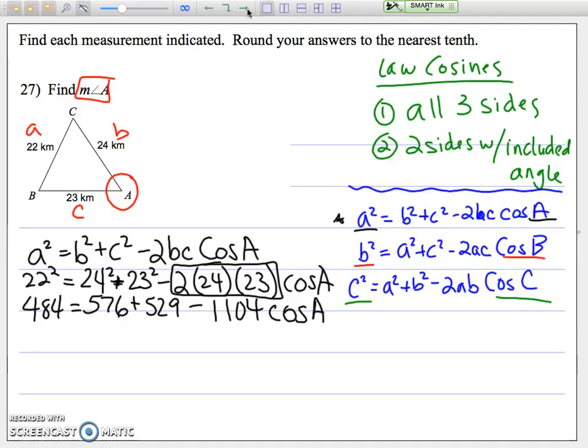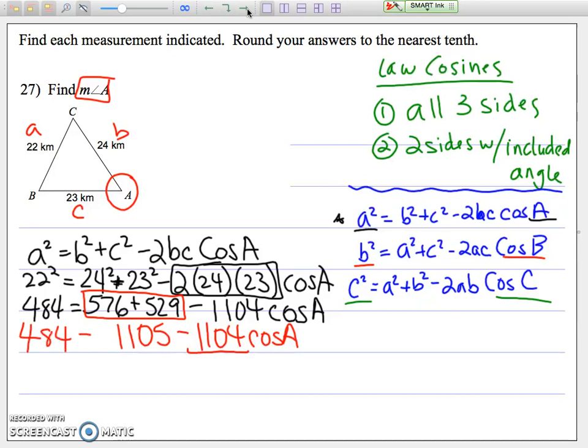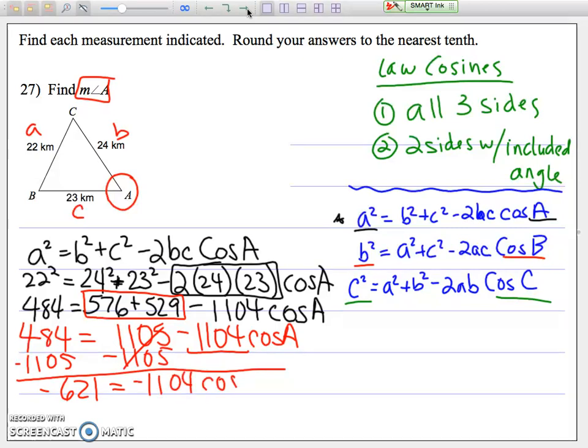All right, so now we're going to combine our like terms. So you're going to add these together. And that is 1,105 minus 1,104 times the cosine of A. Now you can't add these together because this is actually a coefficient here. So that's not like terms. And over here we have 484. So the first thing you're going to do is subtract 1,105 from both sides. And you end up with negative 621 equals negative 1,104 times the cosine of A.